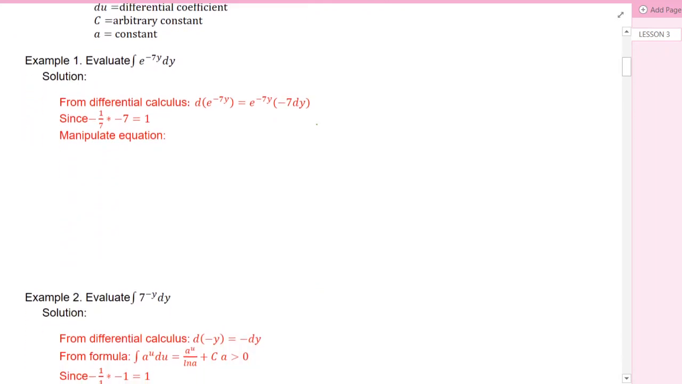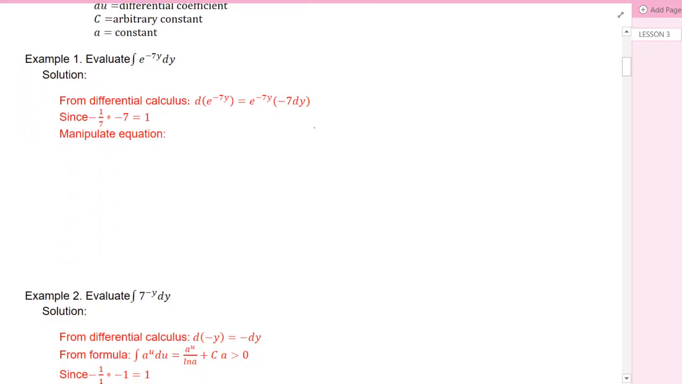Okay, let us evaluate example number 1, that is e raised to negative 7y dy. And since the differential of e raised to negative 7y is e raised to negative 7y, still multiplied by negative 7 dy. And since this is negative 7 dy, we have to manipulate it again because it doesn't satisfy this one. It has negative 7, so we have to multiply it and divide it by negative 7. Okay, so manipulating the equation, let us divide it by 1 over 7.